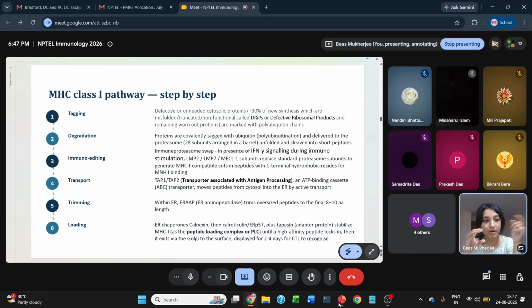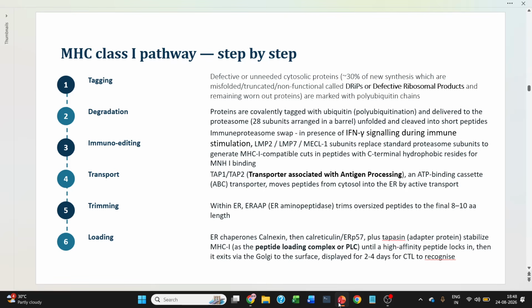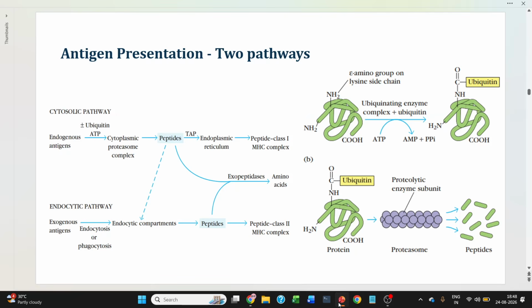They are not bound to this and they are removed. Only when the high affinity peptide comes and sits on it, then it is locked, and all these other proteins, calnexin, calreticulin, etc., are removed. Then this complex is exported via Golgi through transport vesicles to the surface, and for 2 to 4 days it is sitting there and waiting for a cytotoxic T lymphocyte to come and recognize it. Okay, that is the entire process of this MHC class I.